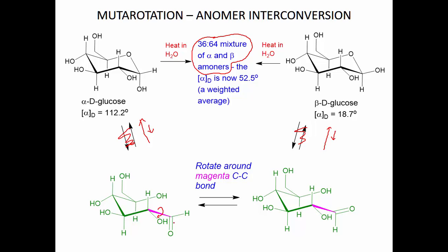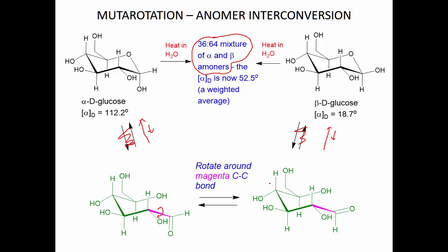And when you rotate like so, you'll interconvert the position of the C double bond O and the H. And now if you close it again, you'll get to the beta D-glucose. And how beta D-glucose becomes alpha is just the reverse of this process.